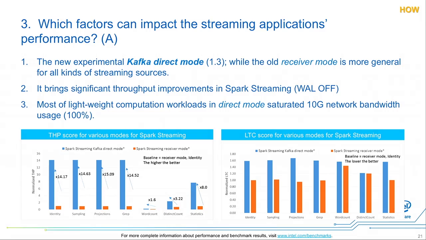That's the difference. According to our test results, the Kafka direct mode can significantly increase the throughput number versus the receiver mode if we turn off the write-ahead log. And we can see the Kafka direct mode can easily saturate the network bandwidth, even though we have equipped a 10 gig NIC for those test nodes. We are thinking about the reason. Maybe it's the serializing and deserializing of things before doing the computation. But at least here is the conclusion: by using the Kafka direct mode, you can have a higher throughput number.